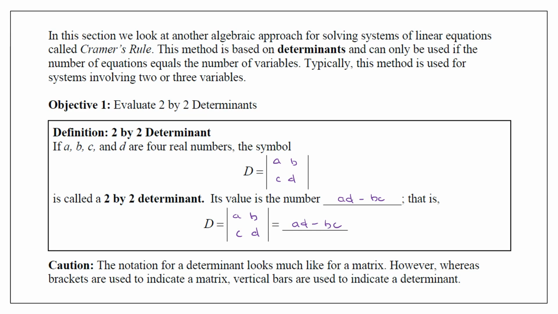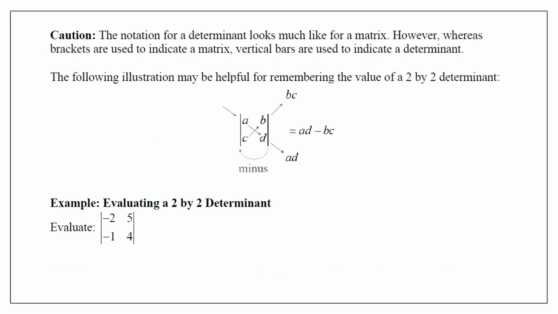Caution, the notation for a determinant looks much like a matrix. However, the matrix uses brackets, and the vertical bars are used to indicate a determinant. So that's the difference between a matrix and a determinant. The following illustration may be helpful for remembering the value of a 2 by 2 determinant. We have our vertical bars here, and we have A, B, C, D for the 4 different values. To find the determinant, we multiply A times D minus B times C.